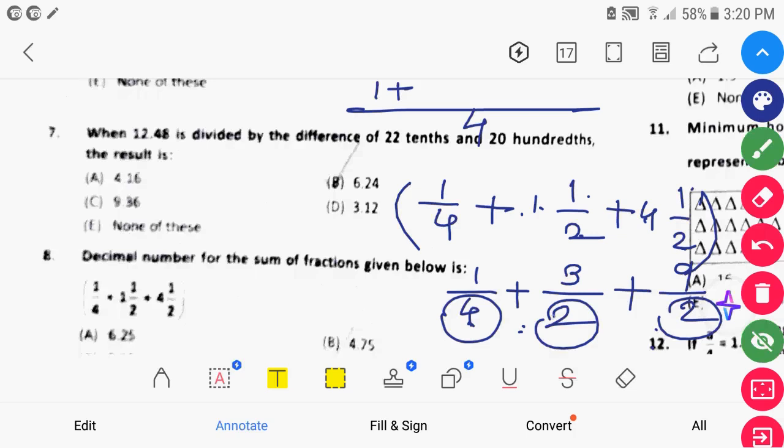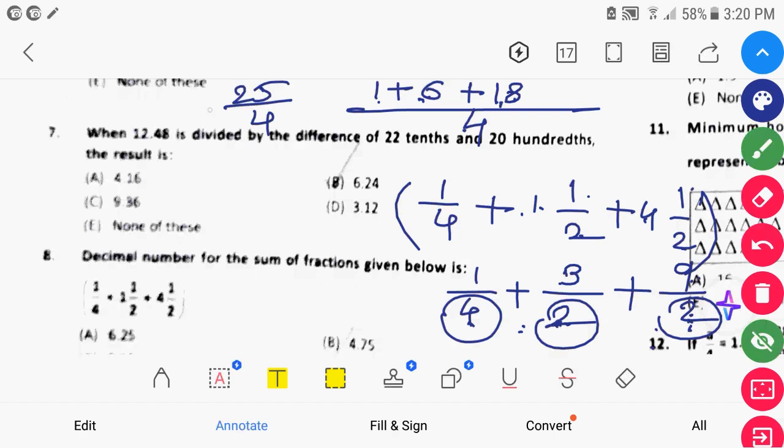Here the denominator is 2. So for this denominator to become 4, we should multiply numerator and denominator by 2. So 2 2s are 4 and 3 2s are 6. For this denominator to become 4, again we have to multiply numerator and denominator by 2. So 9 2s are 18. So now add them. 18 plus 1 is 19. 19 plus 6 is 25 upon 4.